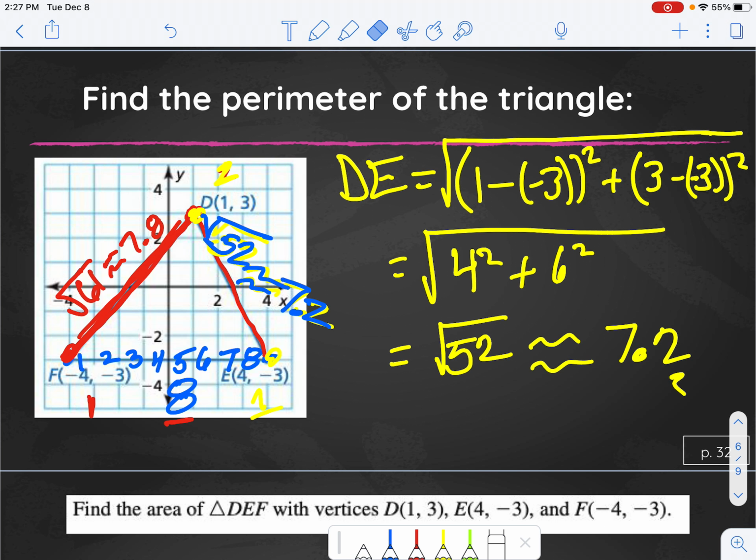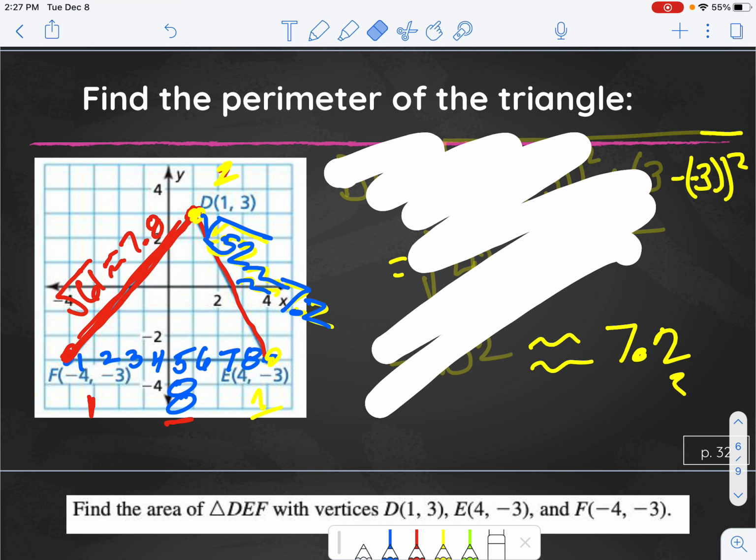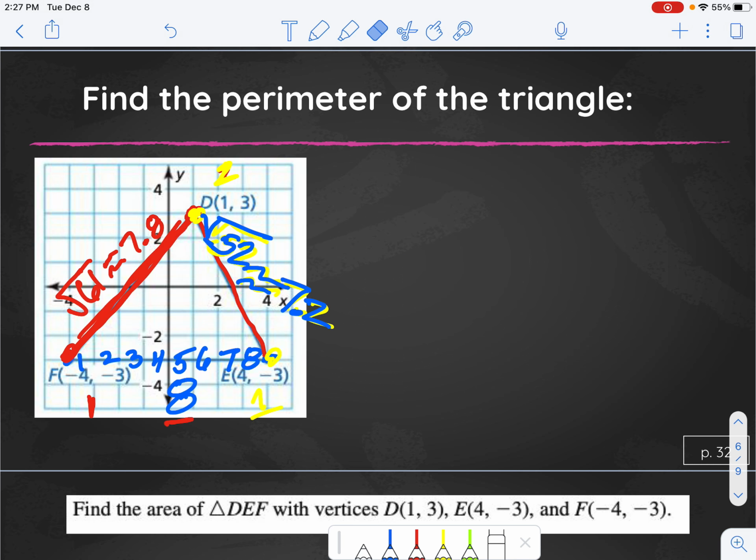So I know we kind of have a mess and I've erased some of my work. But again, I just counted the boxes from here to here on this bottom side for line segment FE because it's a horizontal line. So all I had to do is count. For FD, this was diagonal, so I had to use my distance formula, which we learned last week. And then for line DE, I also used my distance formula.